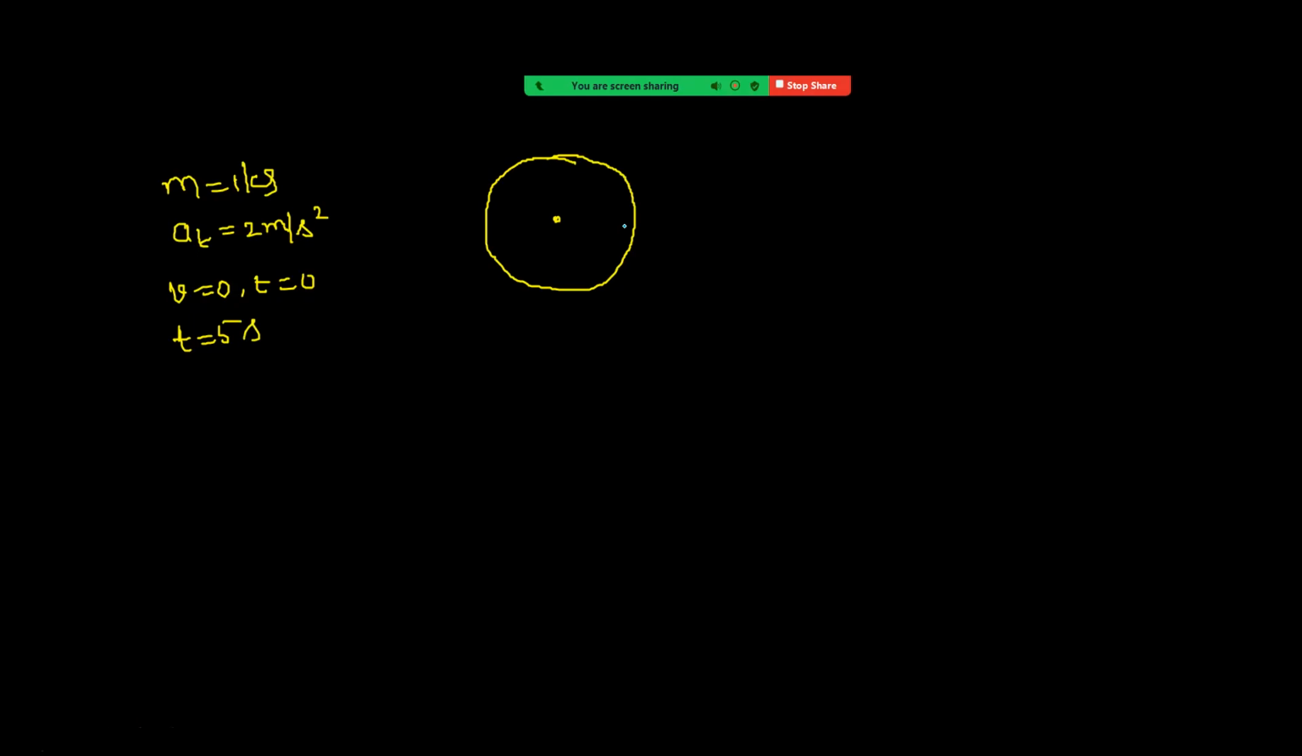Now you can see centripetal force towards the center, take it as suffix C. Tangential force along a tangent. Now in this case, between tangential force and velocity vector, angle is 0 because it starts from rest. So velocity vector and tangential force both are in the same direction. Right, when t equal to 5 seconds.